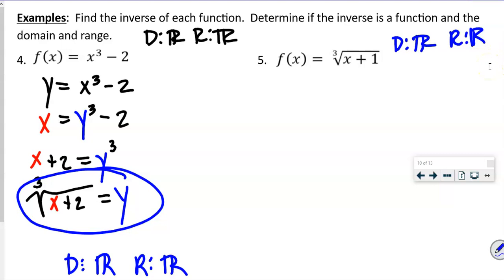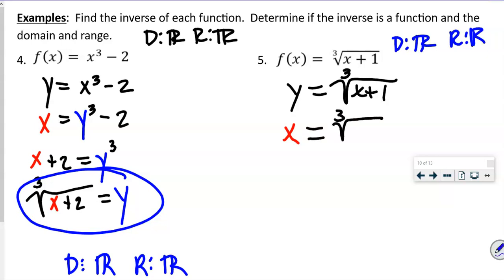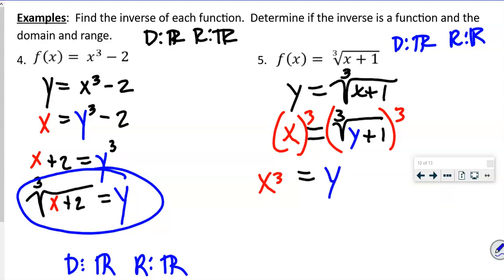So here again, I'm going to rewrite this as y equals the cube root of x plus 1. So now I'm going to flip-flop my x and y's. This can be my x. It equals, again, the cube root of y plus 1, okay? So now what are we going to do to get rid of a cube root? We're going to cube both sides, right? So let's go ahead and do that. We're going to cube this and cube this. So now this is x to the third equals y plus 1, right?